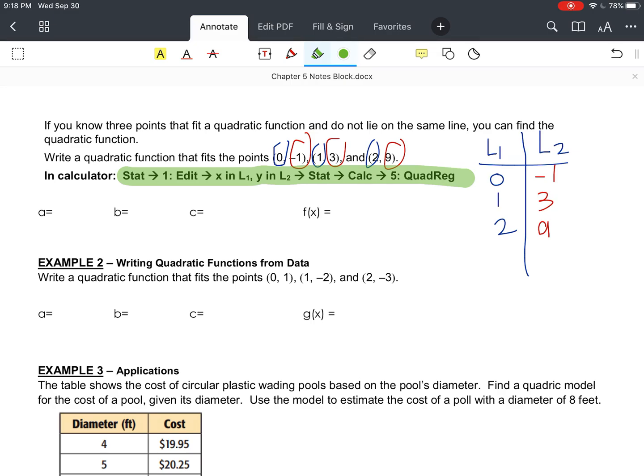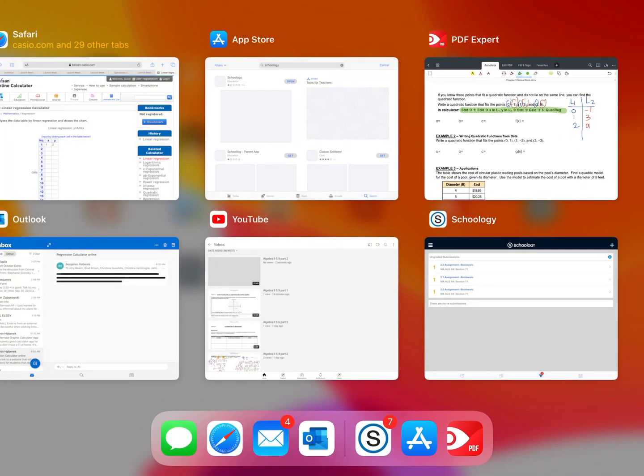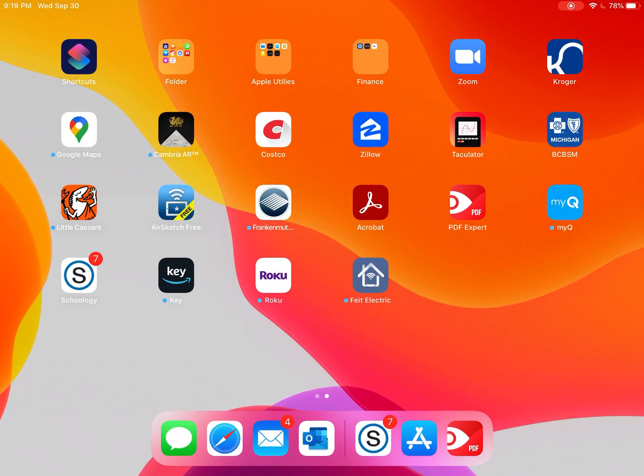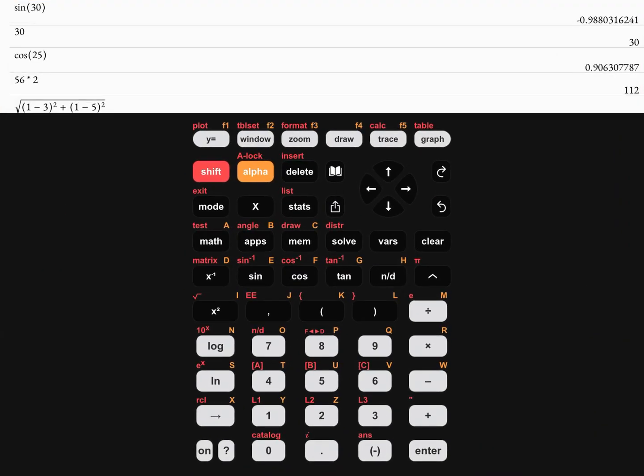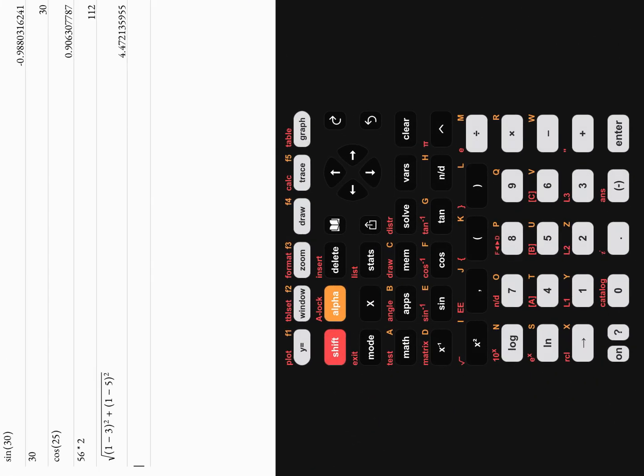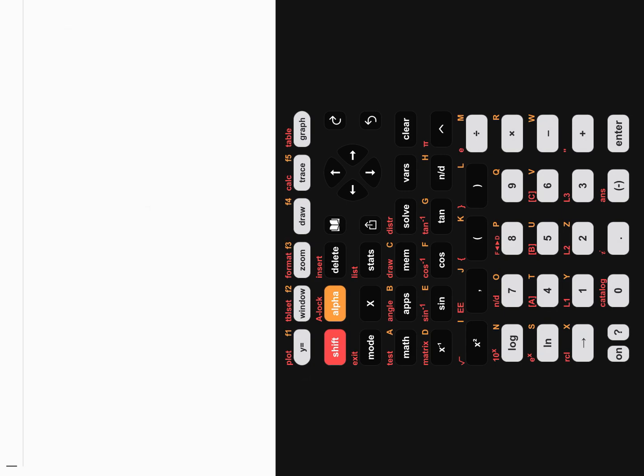So here's the way that you're going to put it in. Once you put your L1 and your L2 in your calculator, you're going to press Stat, arrow over to Edit, put your X in L1, Y in L2, then you're going to go back, press Stat, arrow over to Calc, and choose number 5, Quadratic Regression, because we're doing quadratic. Now on my free graphing calculator, it won't let me do that, but I can show you a little bit of how that works.